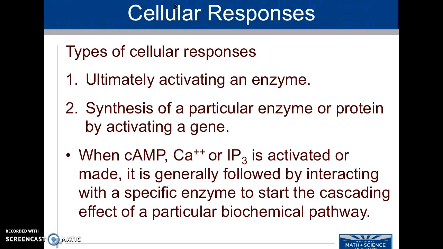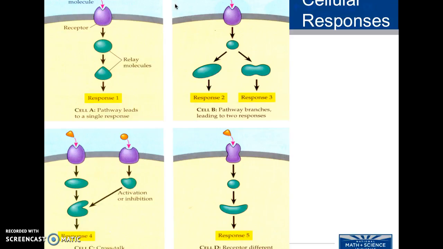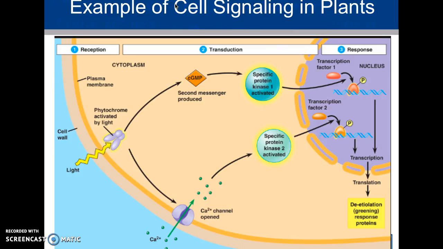Some other cellular responses are activating an enzyme, or synthesis of a particular enzyme or protein by activating a gene, therefore causing transcription and translation to occur. When cyclic AMP, calcium, IP3, or any other second messenger is activated or made, it is generally followed by interacting with a specific enzyme to start the pathway to get the results we want. And so we see a bunch of different response types. Cell signaling in plants is very similar, but it is activated by light most often, as opposed to receiving a hormone.